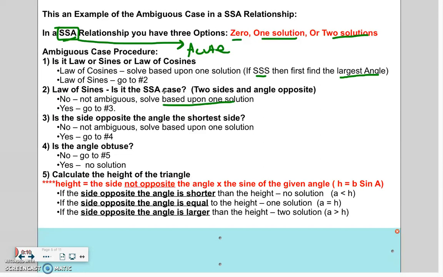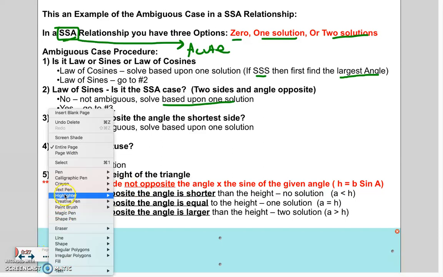Just to reiterate a couple things, we want to make sure we have a side-side angle relationship in order to be able to use this. You're always going to be using law of sines. Now, this procedure you do not need to follow. The biggest one that you need to focus on is obviously the one that's down in red down here. So we're going to take height is equal to the opposite side.